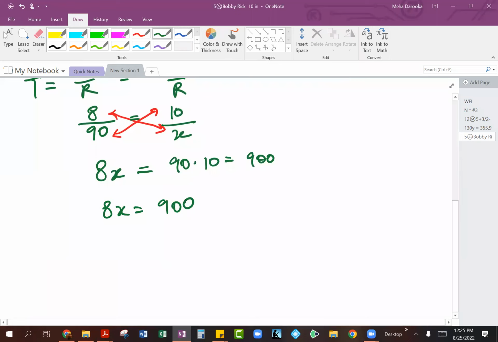So you can see, once you get that basic setup, then just finding your unknown value is not the big part, but just making sure you're coming up with the right equation is the more important part over here. So what do we think the average speed for Rick will come out to be? 112, almost 113. Yeah, so divide both sides by 8.